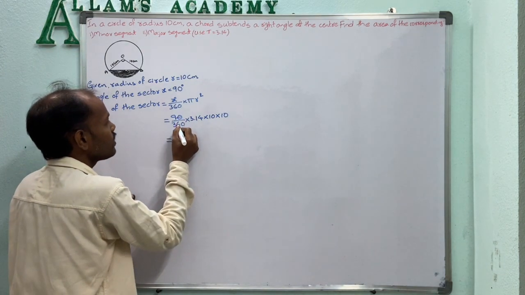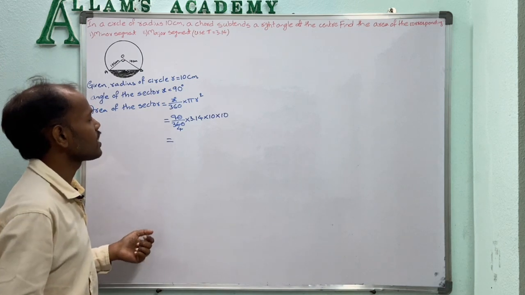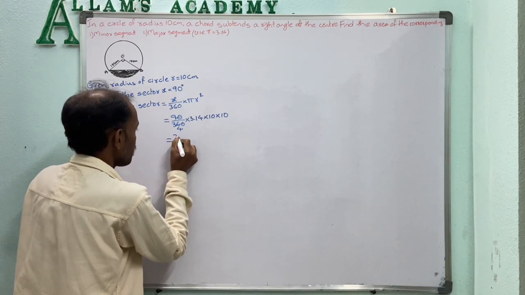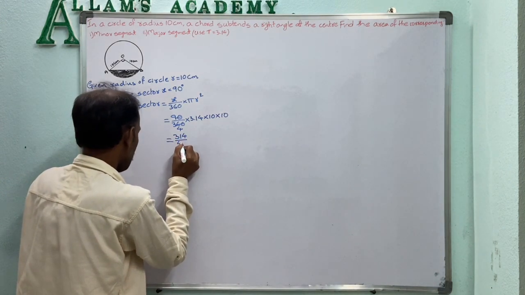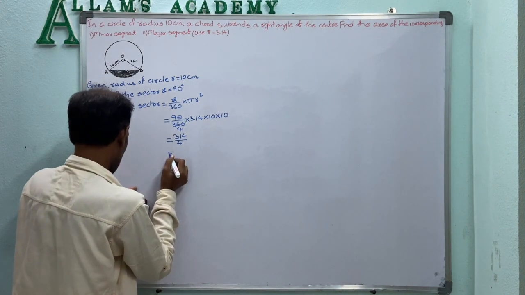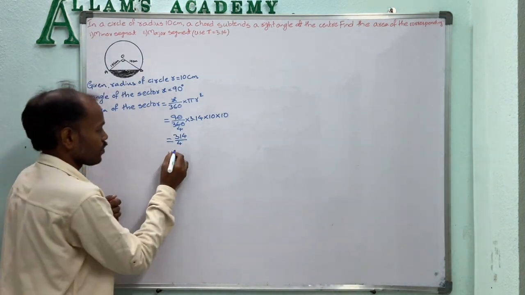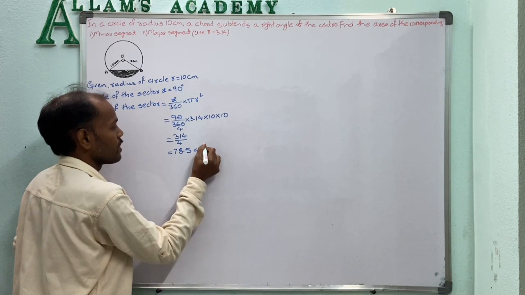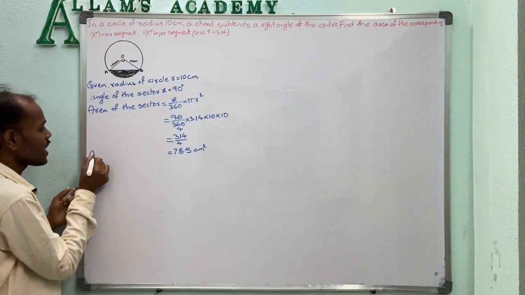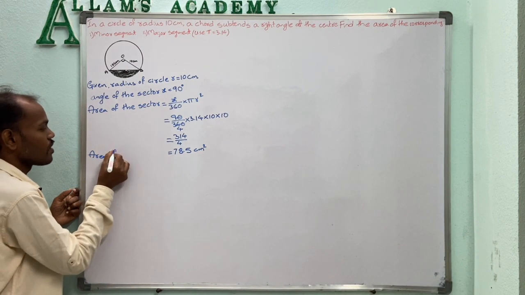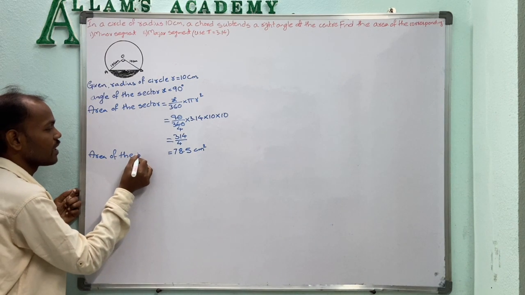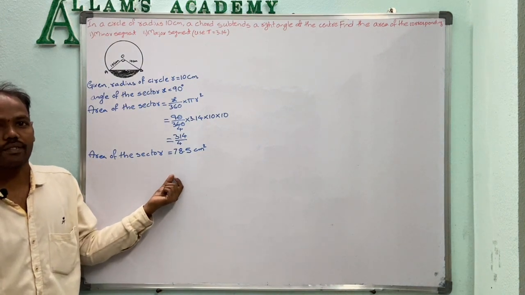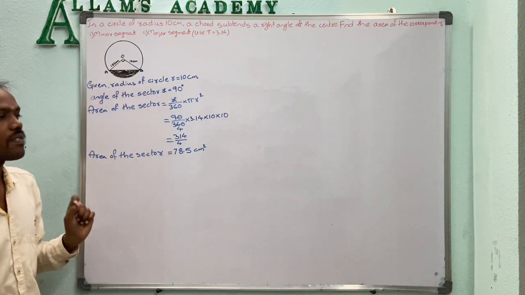So 90 ones are 90, 4s are 360. So 3.14 into 10 into 10 is nothing but 314. So 314 divided by 4. So 314 by 4 is 78.5 centimeter square. It is the area of the sector. So area of the sector equal to 78.5 centimeter square.